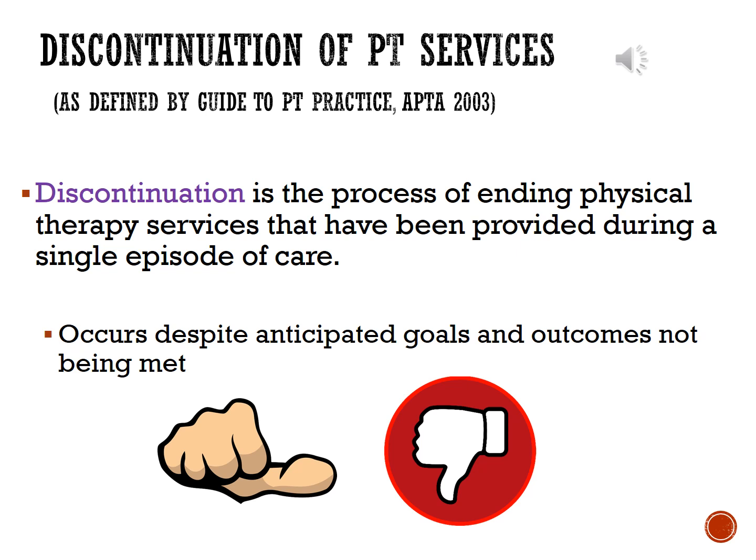The next term that we'll discuss is the term discontinuation. Recall that this is still in line with the previous Guide to PT Practice from 2003. Discontinuation differs from discharge because in discontinuation, the patient stops a specific episode of care for physical therapy despite the fact that they have not met all of their goals and outcomes. So this could happen for a variety of different reasons.